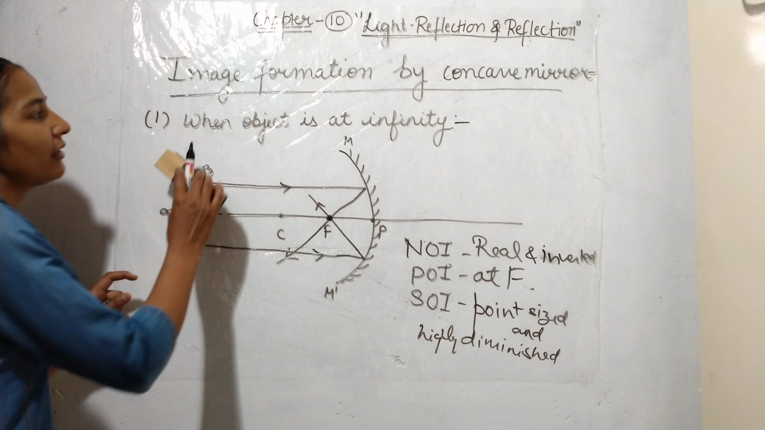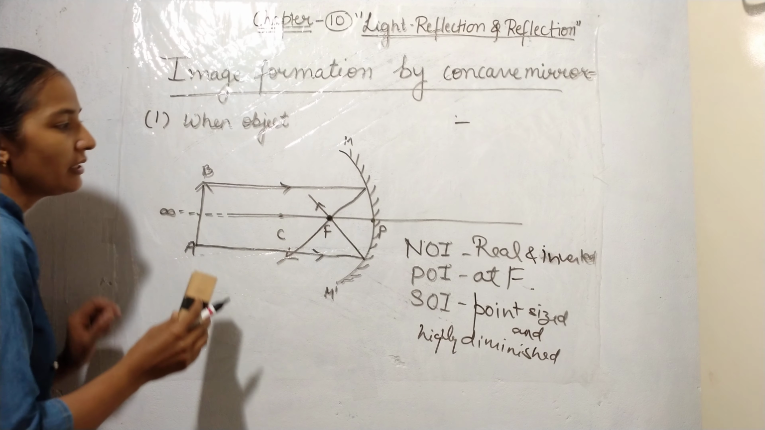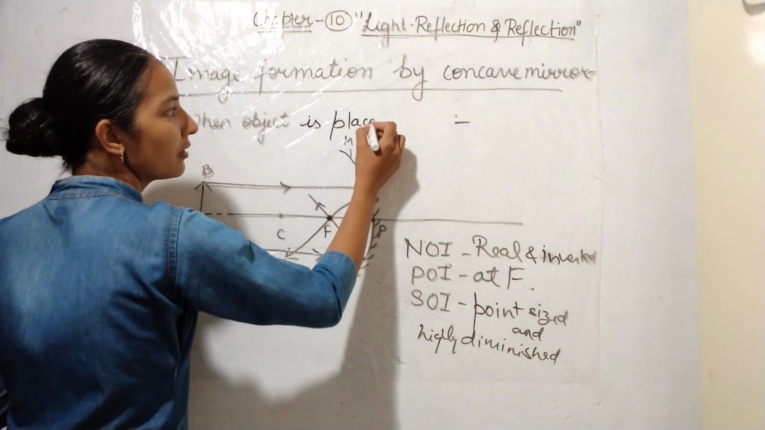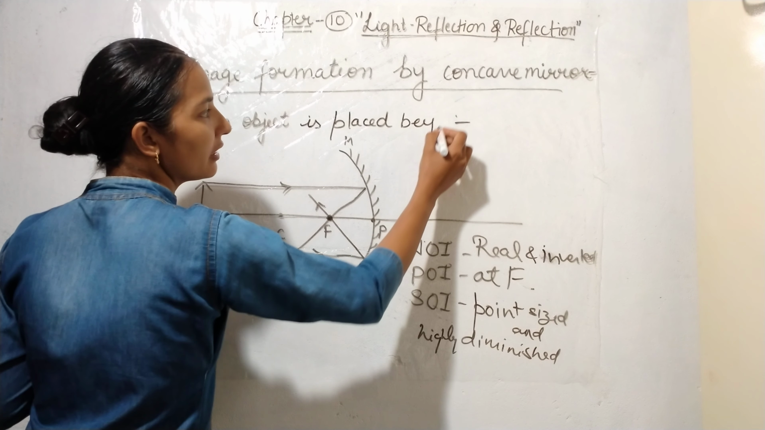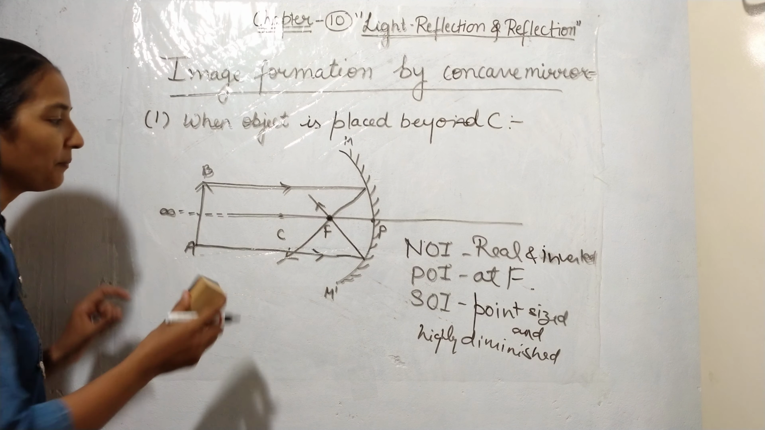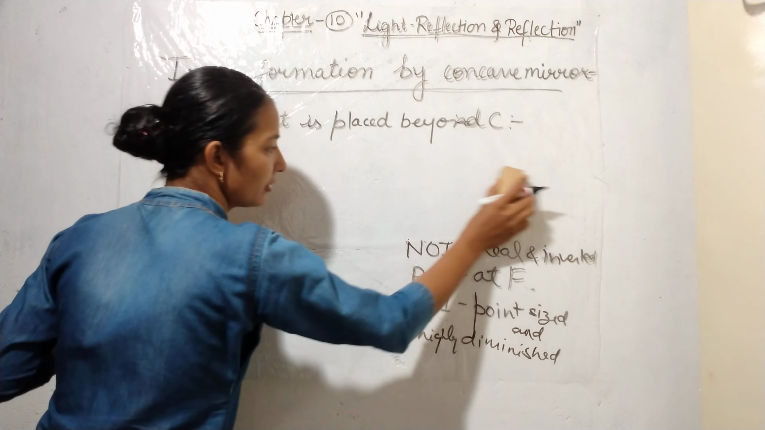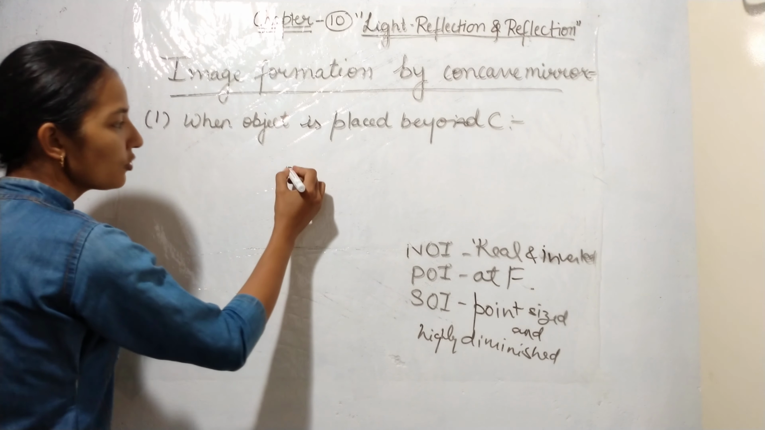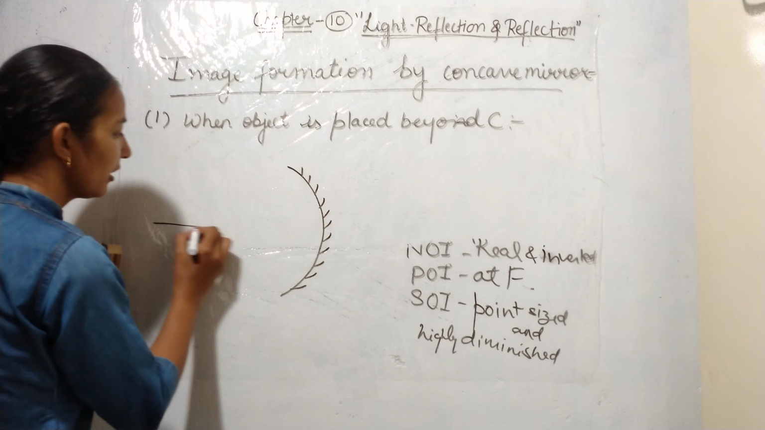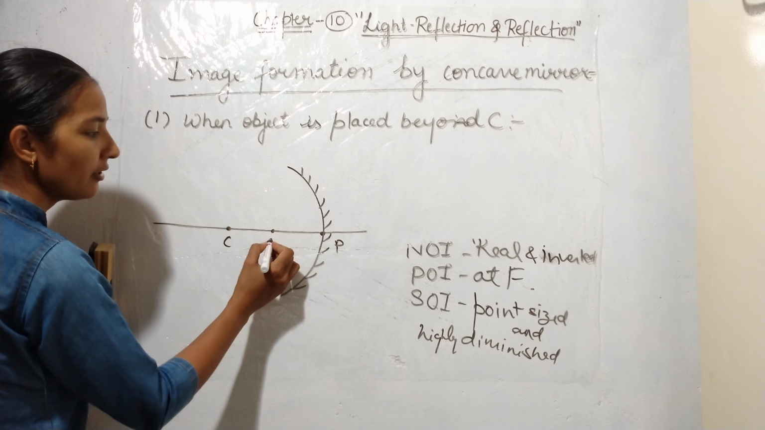Now, second is when the object is placed beyond C. Now we will draw the ray diagram for the second condition. So suppose this is the mirror, this is the pole, center of curvature and focus.